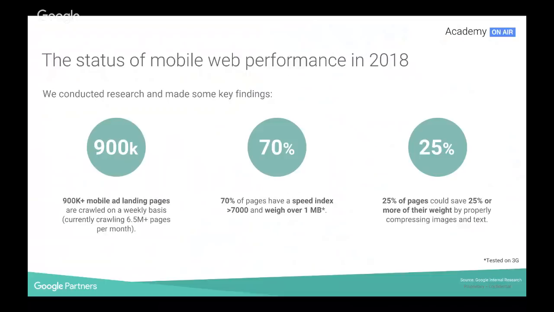We also found out that a lot of this problem can be addressed almost immediately. Almost 25% of such pages could save 25% or more of their weight by simple measures like compressing images and text, which does not take a lot of developer time or resource. So while it is a largely vast problem that we see in the industry, I feel a lot of this can be resolved through short and immediate measures.